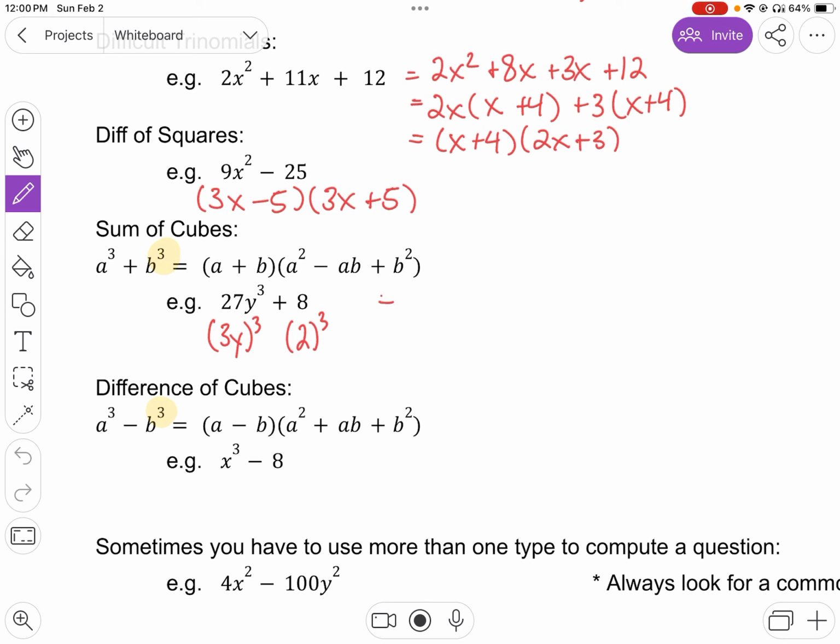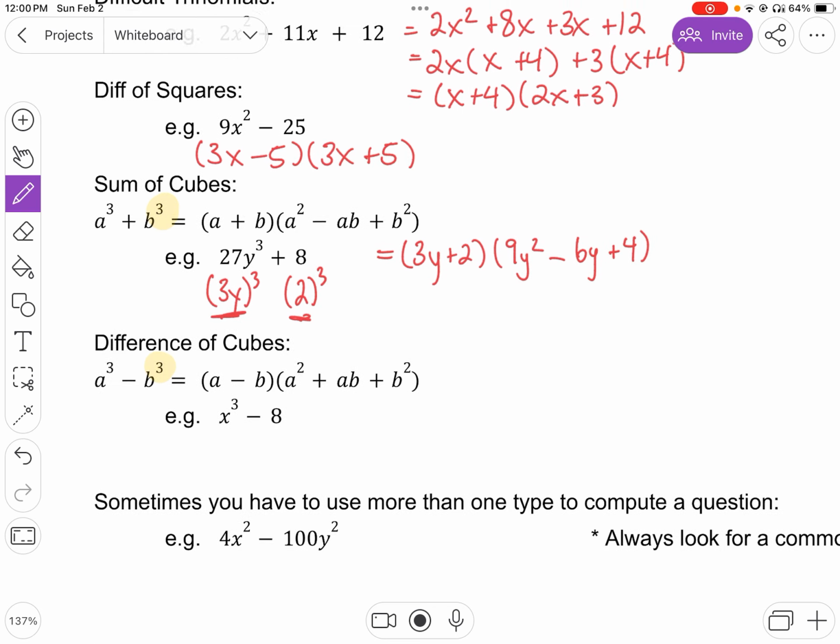And so if we plug that in to the formula above, this is our A and this is our B. So we're going to have 3y plus 2. And then in the next one, it says to do A squared. So that will be 9y squared minus, and then A times B, so 2 times 3y. And then lastly, plus B squared, which is just 4, because 2 squared is 4.